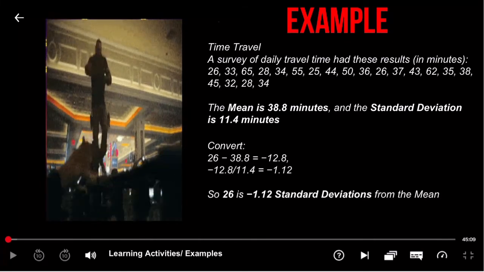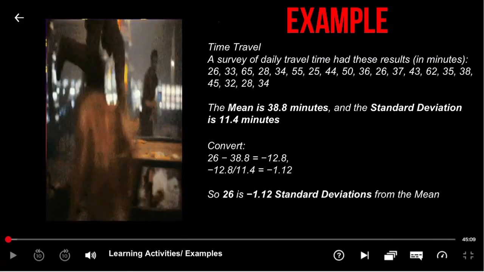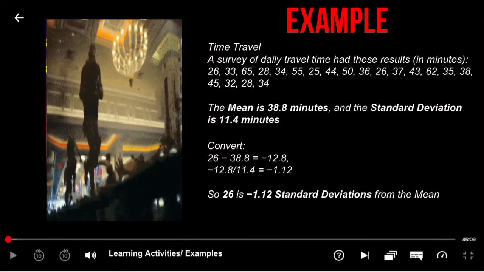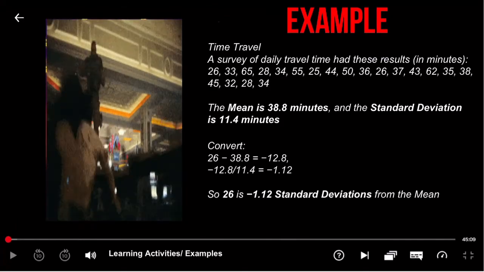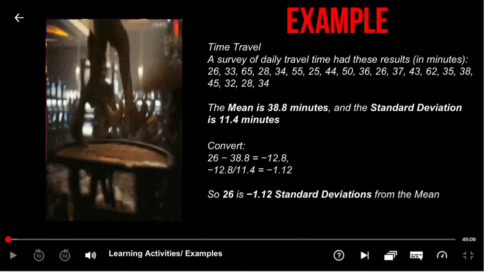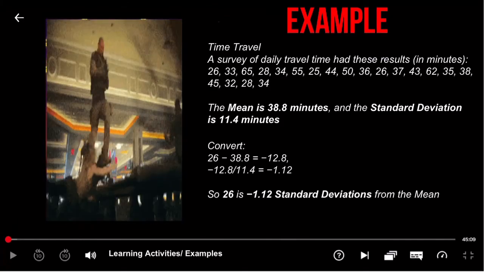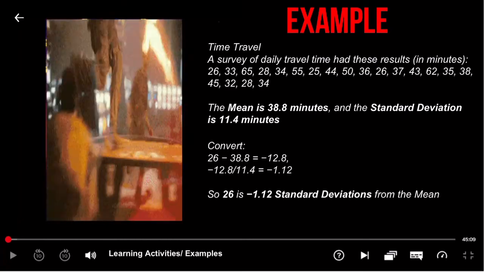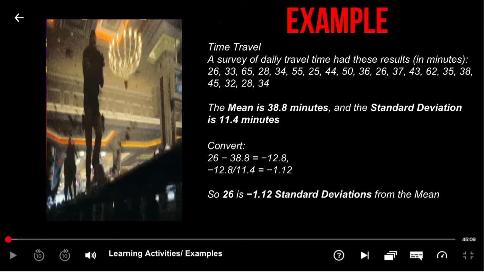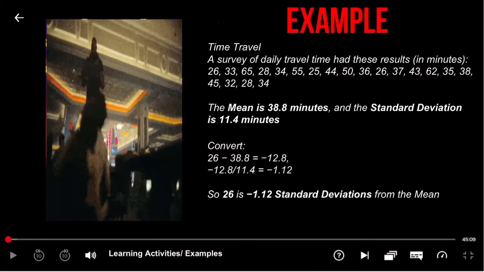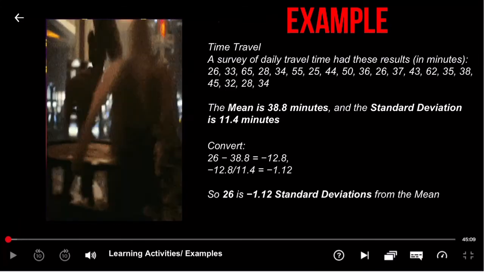Next, we have to convert the values to z-scores. To convert 26, first subtract the mean. 26 minus 38.8, we get negative 12.8. Then divide by the standard deviation. We have negative 12.8 over 11.4. We get negative 1.12. So 26 is negative 1.12 standard deviations from the mean.